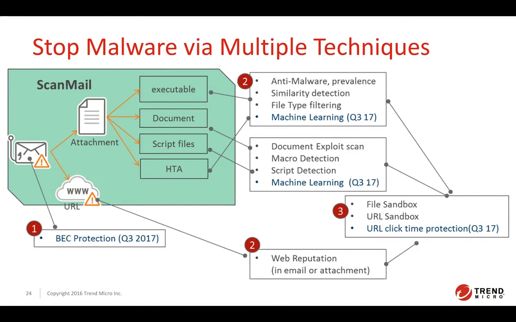We've got a number 3, file and URL sandboxing, but we're also going to be adding click time protection. So anything that doesn't get sandboxed at the time of click, we're going to check the reputation of that URL. So that's going to be also coming down the pipe this year. So as you can see, there are a number of different technologies that we're using to stop malware, and also, a number of different types of attachments that we're using those technologies against.